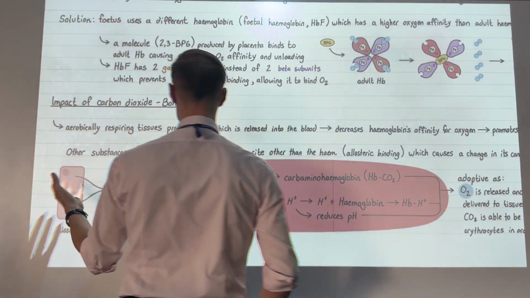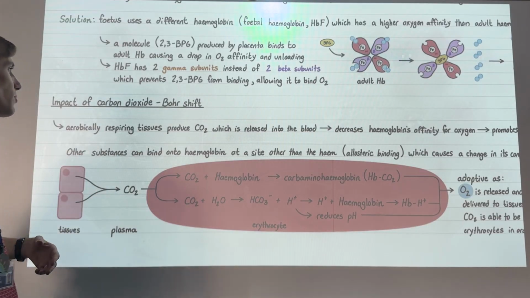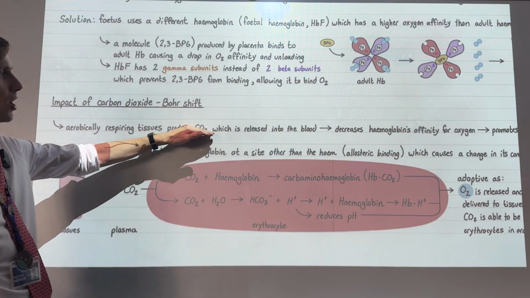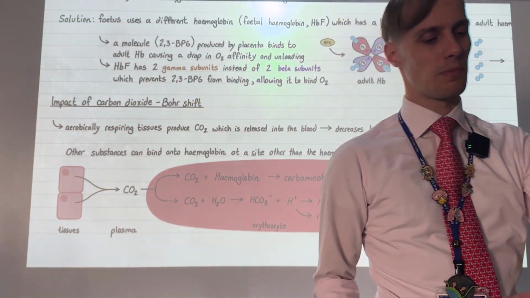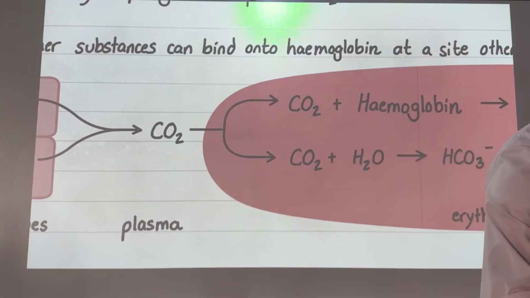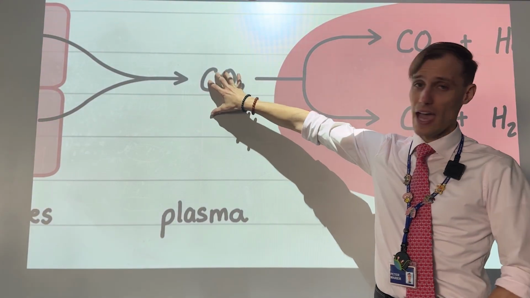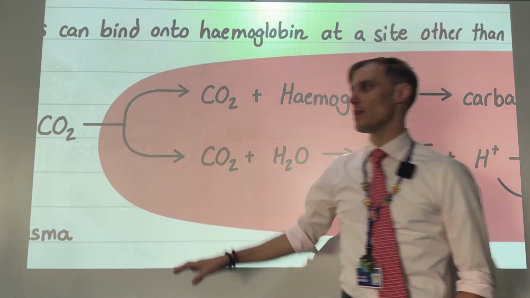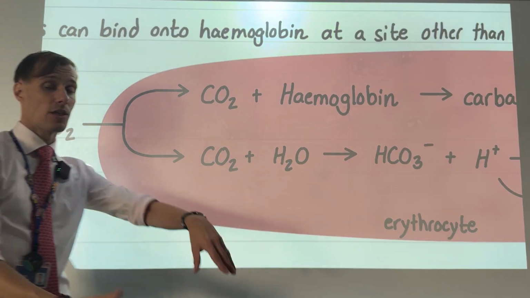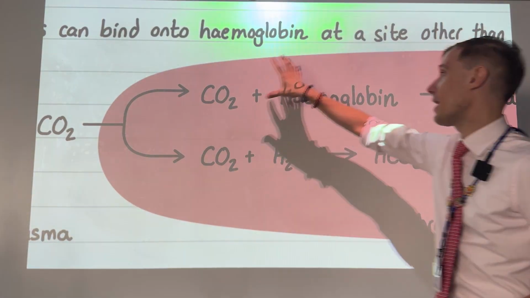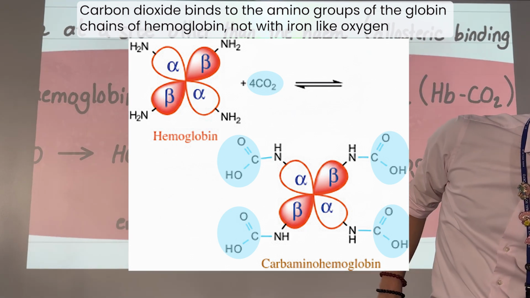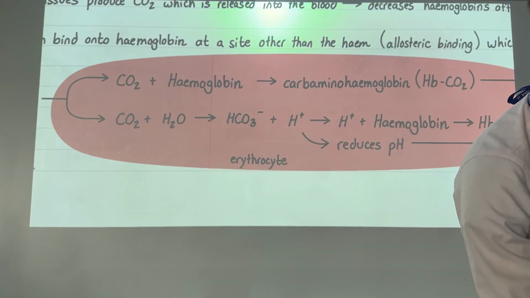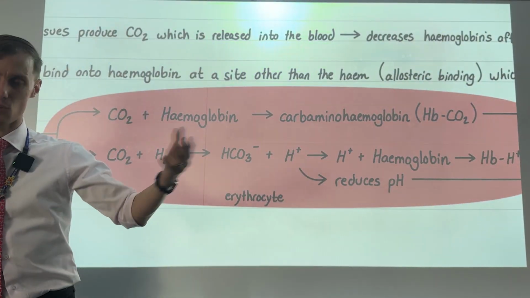Carbon dioxide is going to be produced as a byproduct of aerobic respiration. So what happens is that when aerobically respiring tissues produce carbon dioxide, they release that into the blood. As they release that into the blood, it's going to go into the plasma, and then that carbon dioxide is actually going to diffuse within an erythrocyte. Now, a few things can happen here. One thing that you may not have been aware of is carbon dioxide can actually bind to hemoglobin directly, something called carbaminohemoglobin.